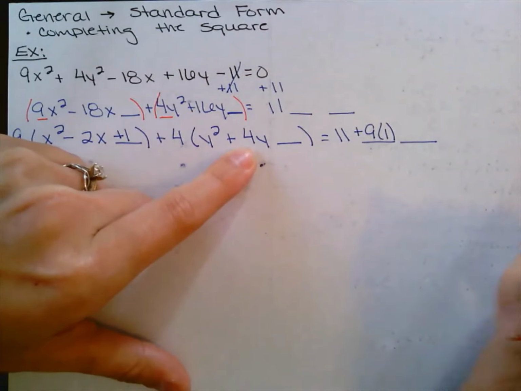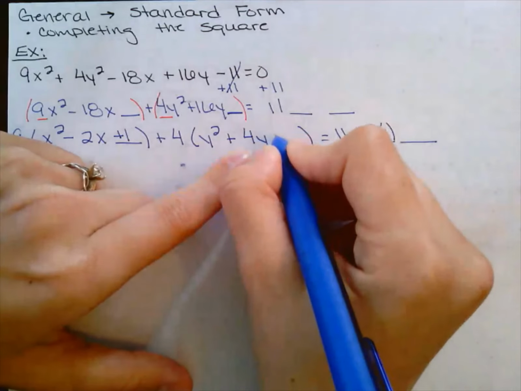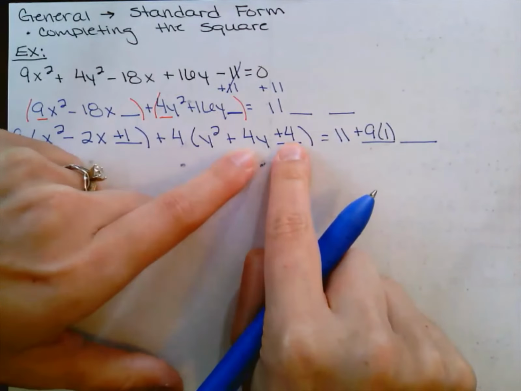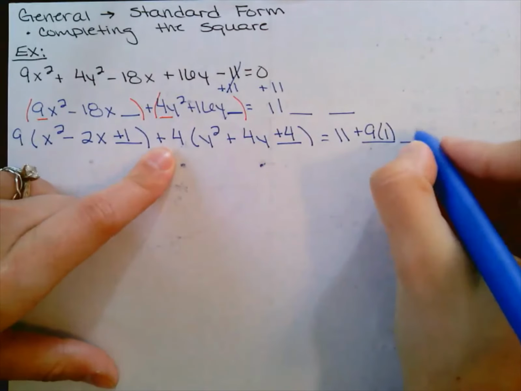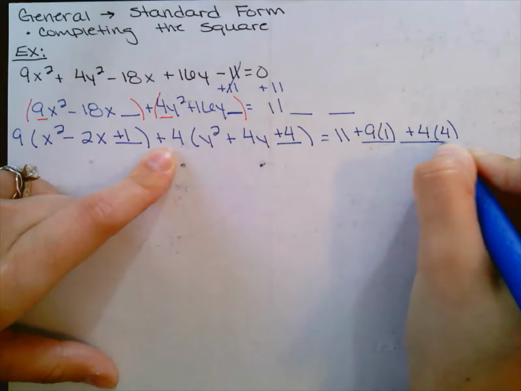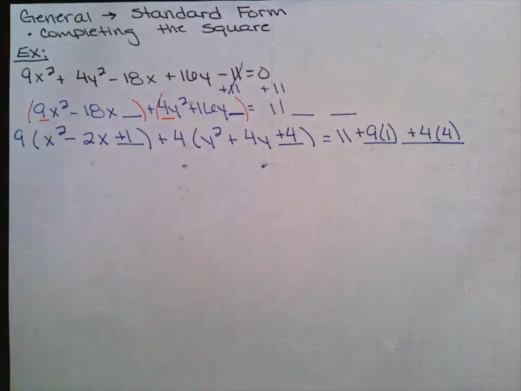Now here, half of 4 is 2. 2 squared is 4. But when I put it on the right side, remember that 4 is being multiplied by this 4. Okay? And now you are done with everything that is new. The rest keeps on exactly as you've seen it in the previous questions, okay? So let's keep on with that.